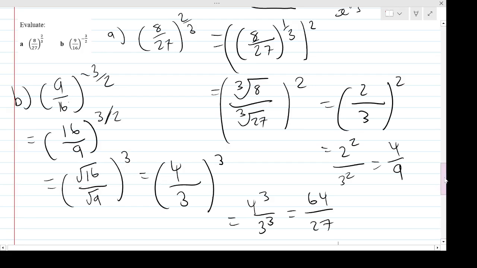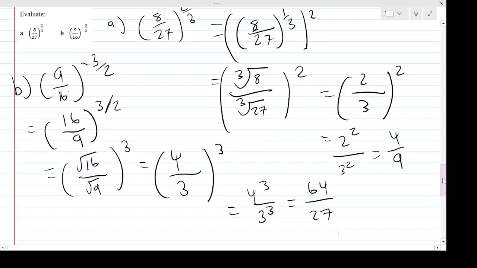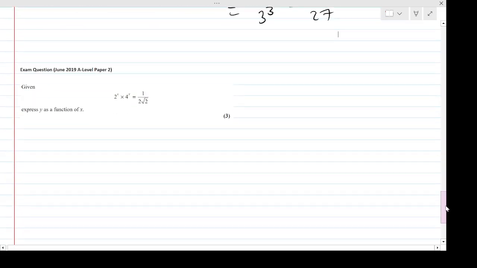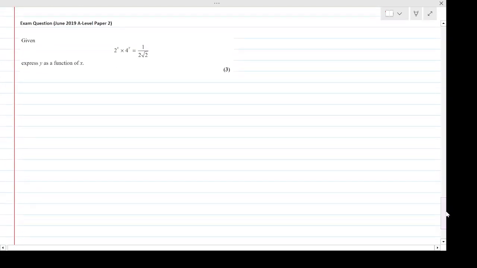So that's on the question. The questions from the textbook are the questions that really demonstrate your knowledge and make you learn and understand the content. But now let's actually apply it to an exam situation, right? And this was an exam question using our index laws that we just learned. And it says, given 2 to the x times 4 to the y is 1 over 2 root 2, express y as a function of x.